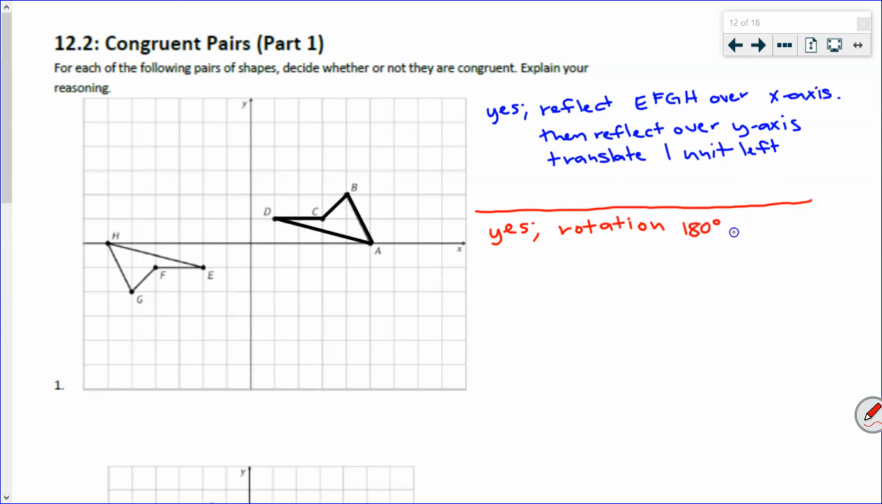Clockwise or counterclockwise? Fun fact, it doesn't matter. I'm going to put clockwise just to remember that we do need to include direction most of the time. About what point? Am I going to rotate around D? Am I going to rotate around the origin? What did you pick, Zeta?